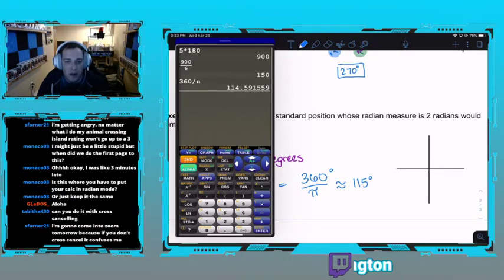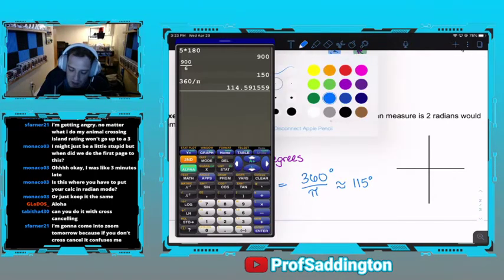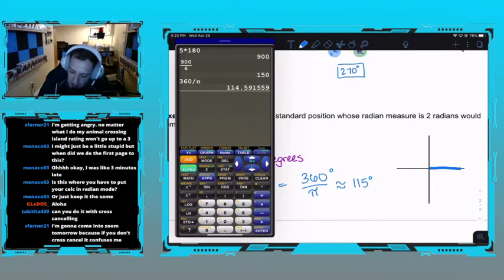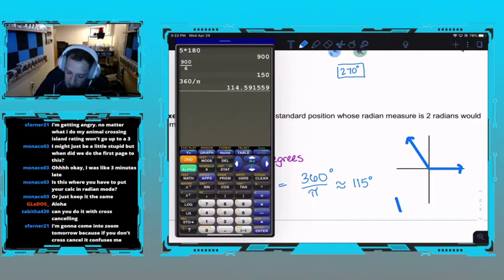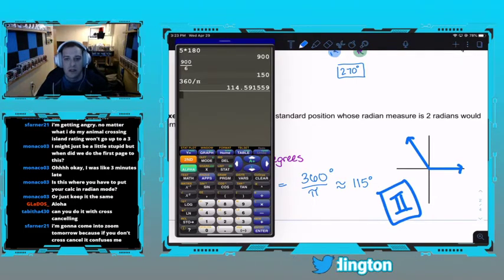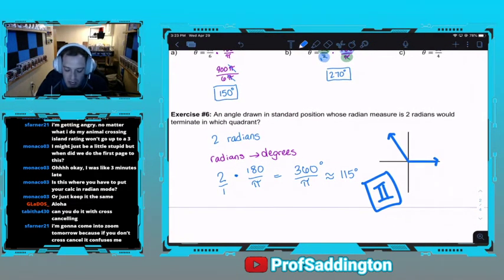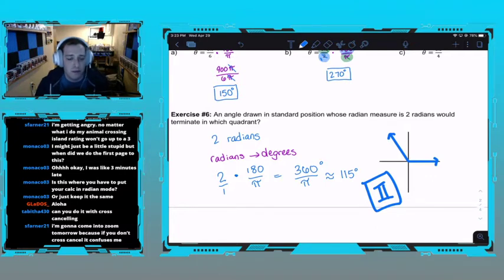Well, now that we're at 115, if I were to ask you to graph this, you should be able to tell me what quadrant that's going to be in. 115 is just going to fall in quadrant 2. It's going to be somewhere up here. So all I wanted to know in this question is what quadrant it would be. It would be in quadrant 2. So sometimes you're going to have to do a conversion before you graph.